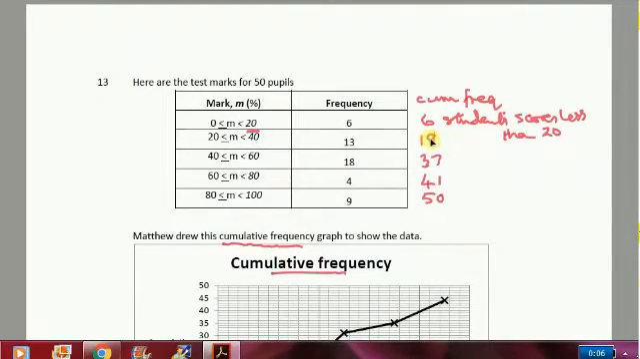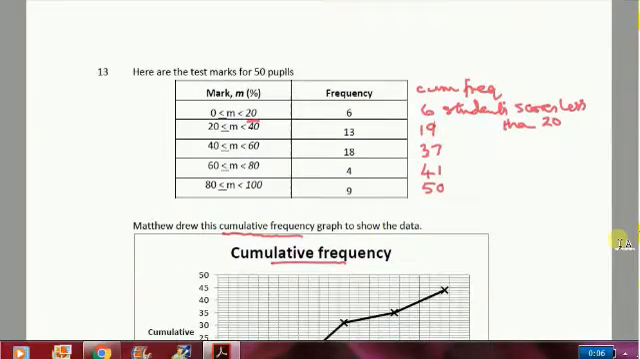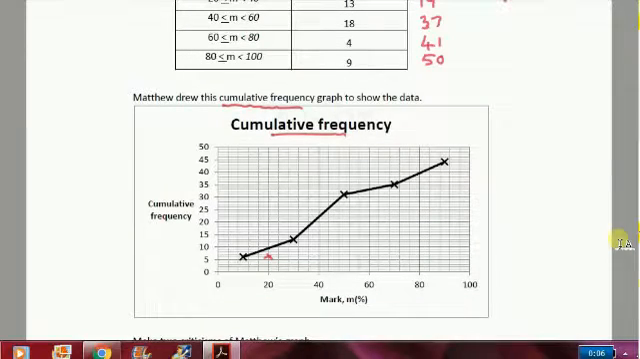And then if you look at the second one, the cumulative frequency for 40 should be 19. He's put it at 30, but he hasn't even used 19 anyway. So less than 40 should be 19.